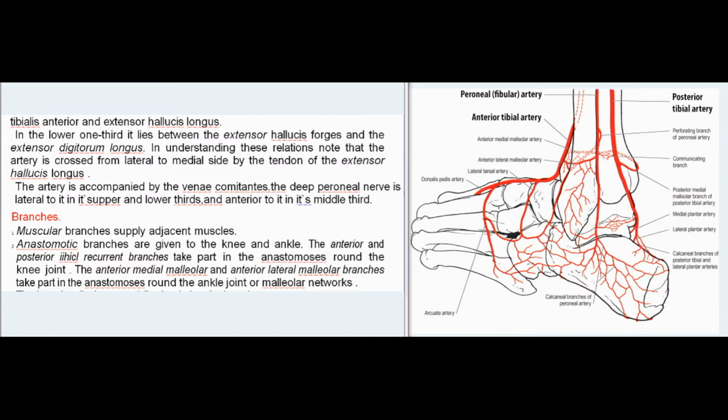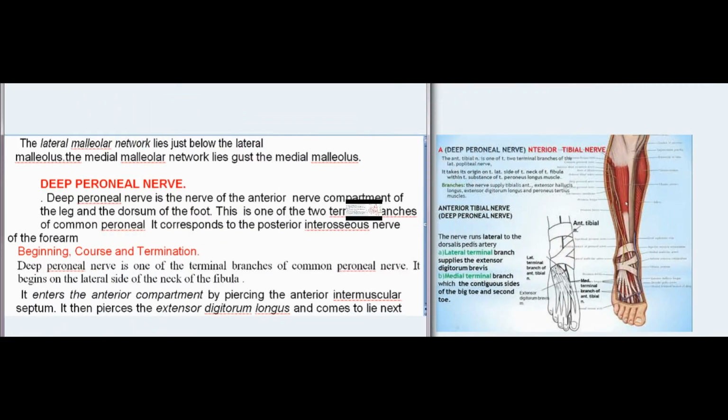2. Anastomotic branches are given to the knee and ankle. The anterior and posterior tibial recurrent branches take part in the anastomoses round the knee joint. The anterior medial malleolar and anterior lateral malleolar branches take part in the anastomoses round the ankle joint, or malleolar networks. The lateral malleolar network lies just below the lateral malleolus. The medial malleolar network lies just below the medial malleolus.